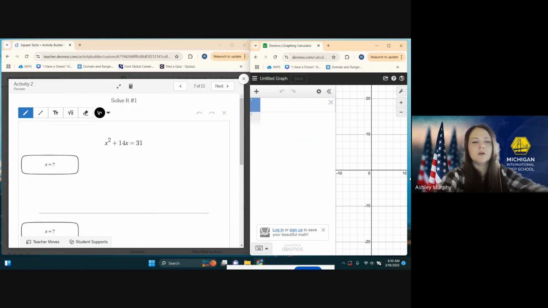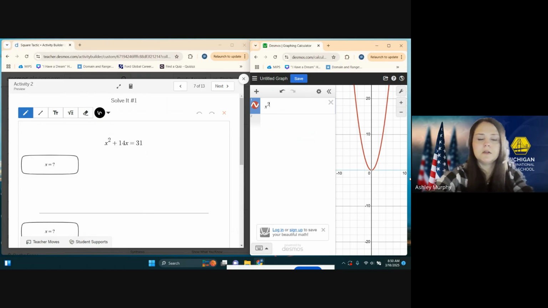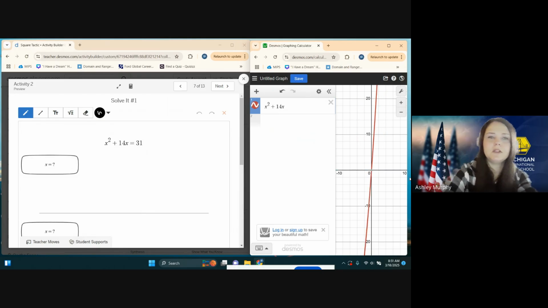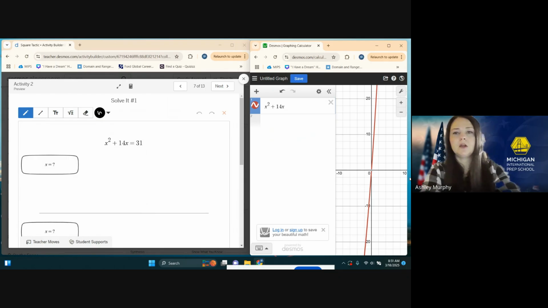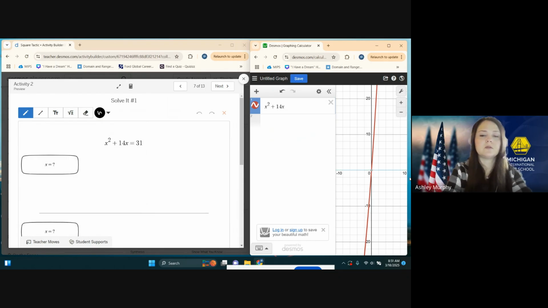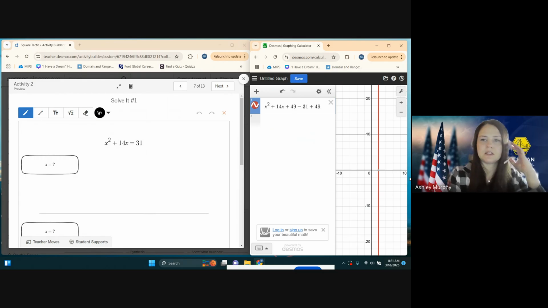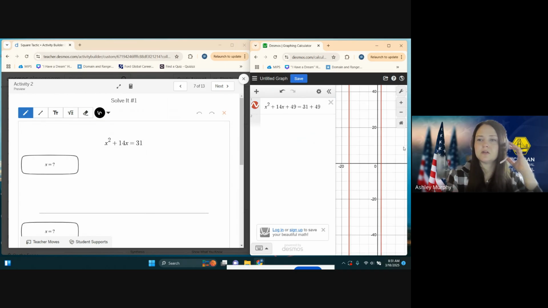So we have x squared plus 14x. Now, if we divide by 2 and get 7, 7 to the power of 2 is 49. So that is our magic number. And we're going to add 49 on this side. And then on the other side, we also have to add 49 because we have to keep equations balanced. Now, as mentioned, you can find your solutions here by looking at the graph.